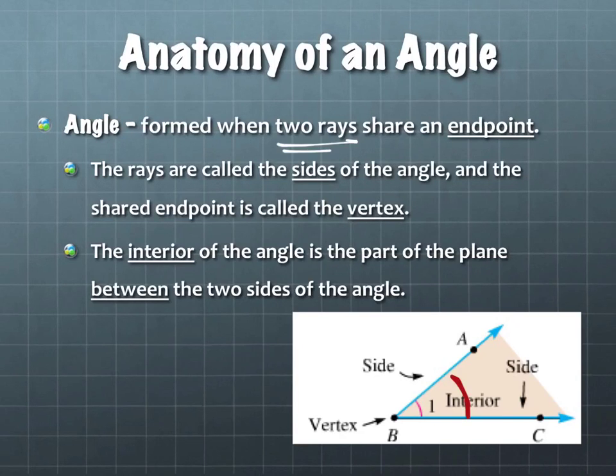So the two rays in this picture below are BA, and remember you have the ray mark on top, and BC. And they share the endpoint, and the endpoint they share in this diagram is B, right? The rays are called the sides of the angle, and the shared endpoint is called the vertex. The interior of the angle is the part of the angle between the two sides, and it's the part that's shaded, that kind of orange color. That's the interior of the angle.